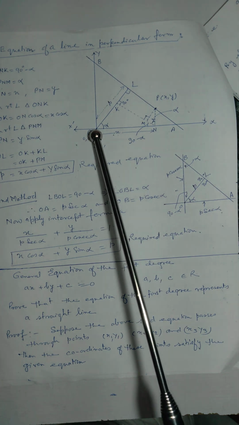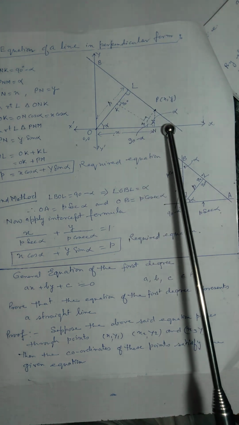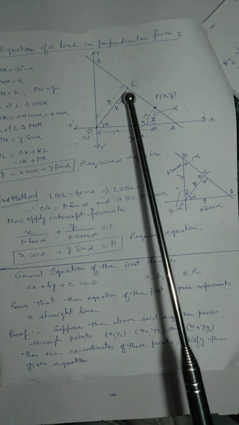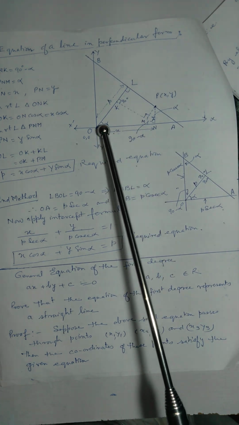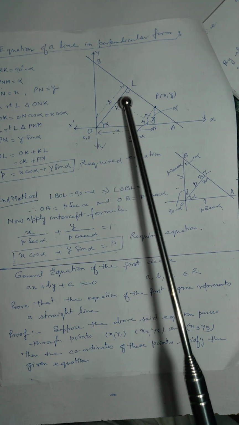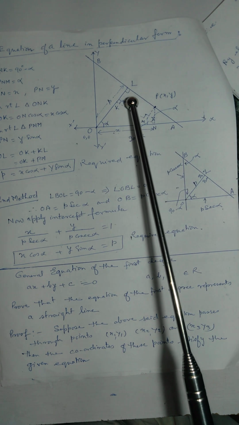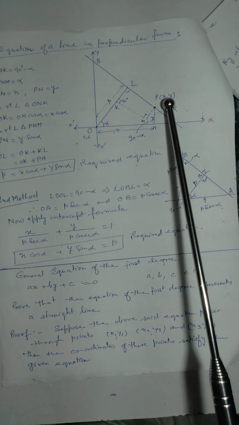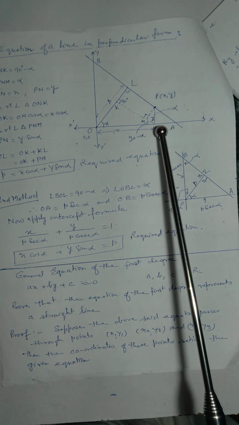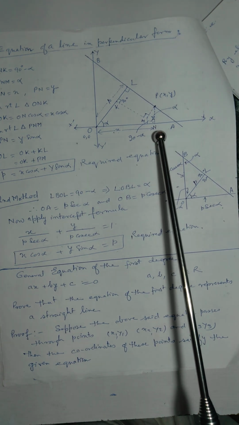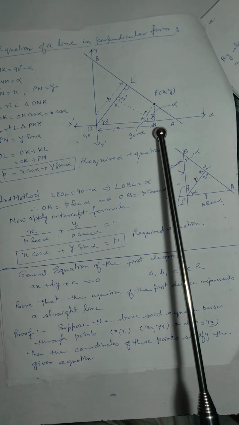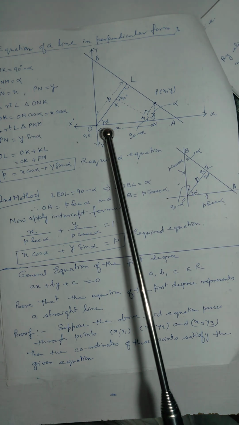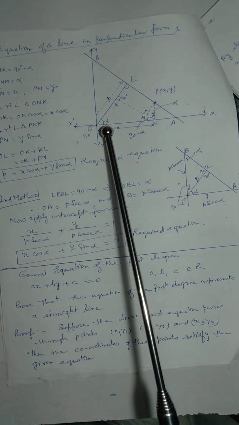From the origin, we have dropped a perpendicular to the line AB, which intersects the line at point L. So it is also perpendicular. Therefore, angle OLA is also 90 degrees. I have taken an arbitrary point P, that is (x, y), and dropped a perpendicular to the x-axis. So PN is perpendicular, and this perpendicular line makes an angle of alpha from the x-axis in the positive direction.